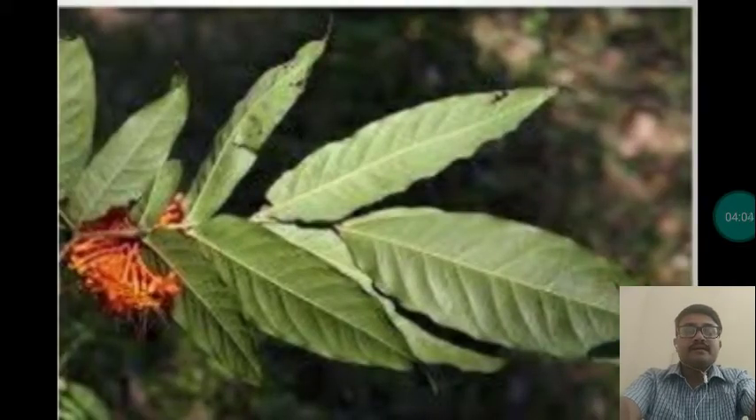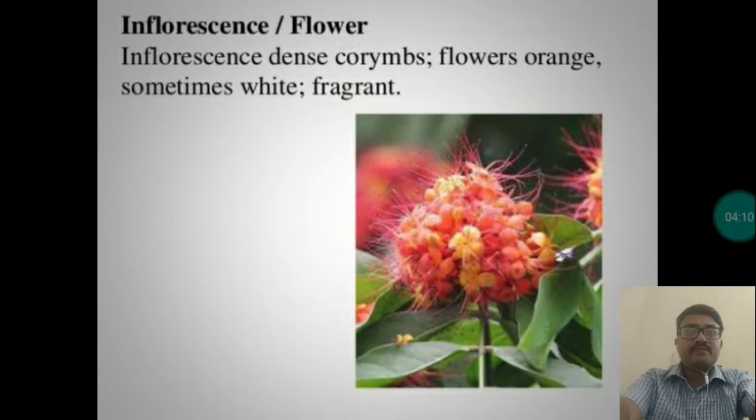Here the picture demonstrates leaves of Ashoka. Inflorescence is dense corymbs, flowers orange, sometimes white, and they are fragrant. You can see on the picture the inflorescence of Ashoka.